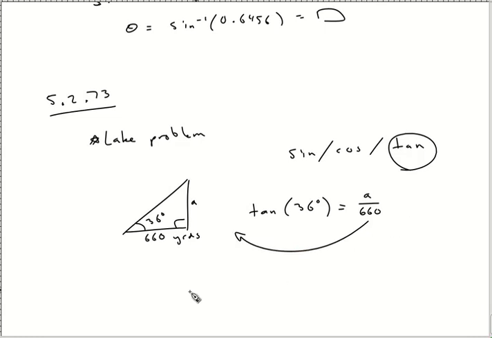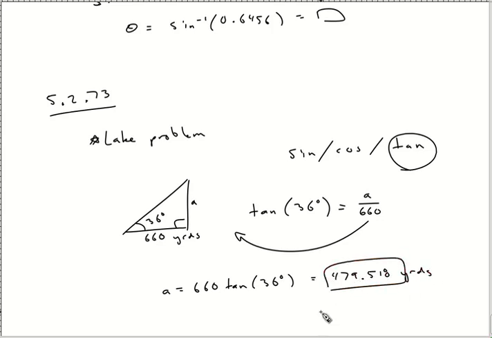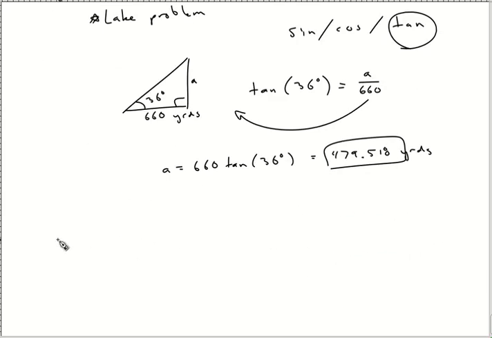Opposite over adjacent. I never thought of that. Multiply to get A, multiply on both sides by the 660. Make sure you're in degree mode. All of this is degrees, so it's degree mode. Type it in. I got 479.518 yards. And there you go. Cool. Okay, two more problems left.